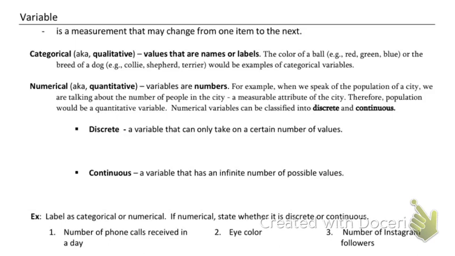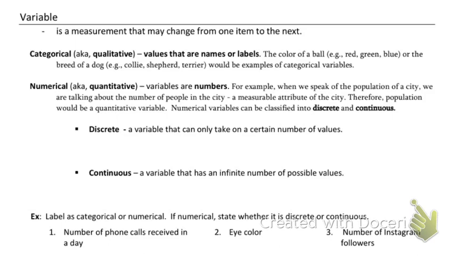Categorical are ones that we generally put names to. Color of balls, color of your hair, your feeling that day. I'm feeling happy, I'm feeling sad, I'm feeling bad. Stress level, high, low, or medium if we put words into it. Dog breeds, those are categorical.